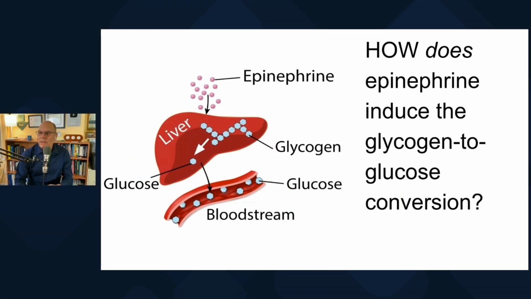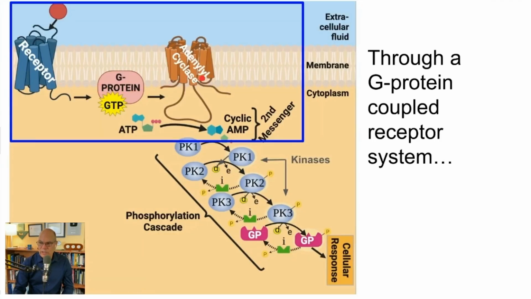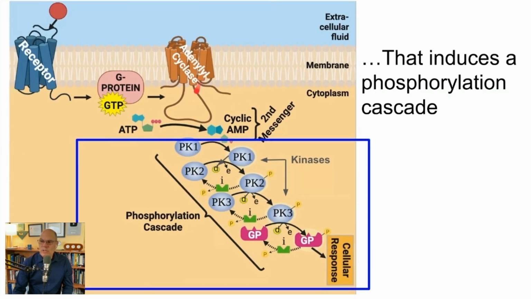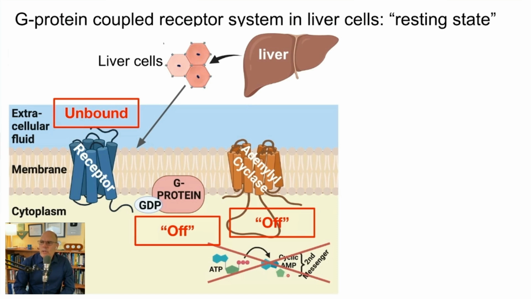How does epinephrine induce the glycogen to glucose conversion? That's what we're going to focus on tonight. The way that epinephrine induces this glycogen to glucose conversion is through a G protein coupled receptor system that induces a phosphorylation cascade. G protein coupled receptor systems in liver cells look like this. Here's the liver. Here are some cells represented by this hexagonal shape. And here's the membrane of those liver cells. Now you can see the phospholipid bilayer.